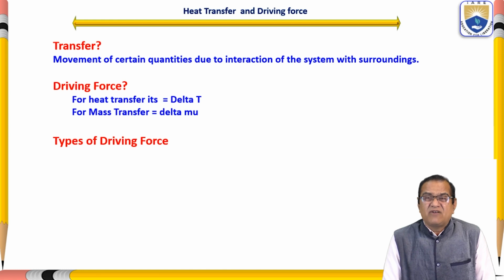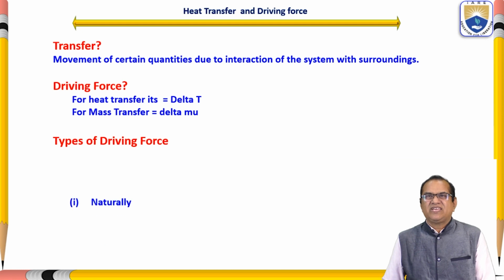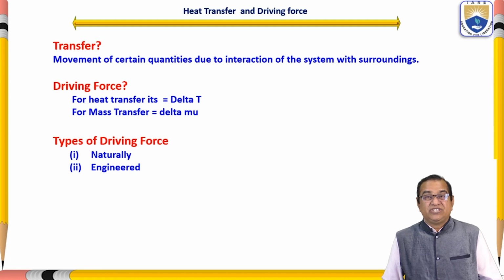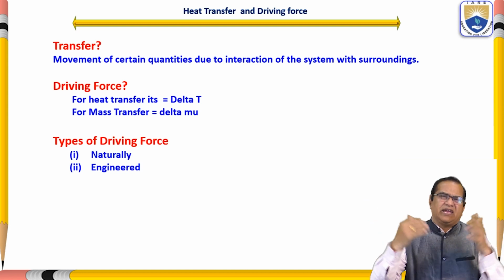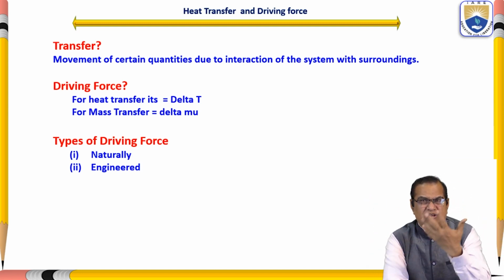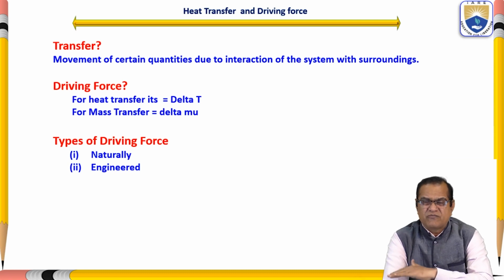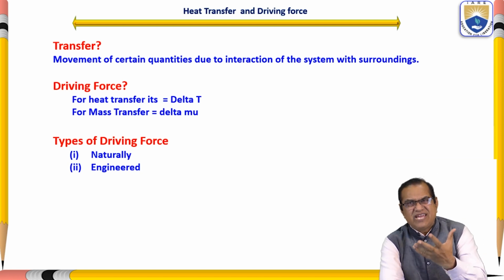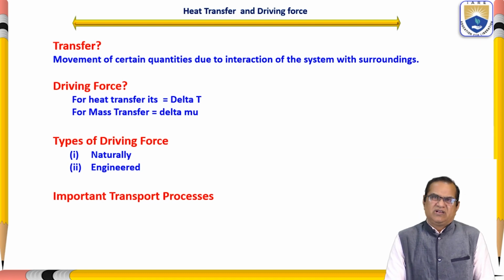So, types of driving forces. How many types of driving forces exist, that we will see here. We have one natural and another engineered. Natural driving force is there, like in the atmosphere, wind is coming, cyclones are coming. Some occur naturally, and wind will flow from one place to another. Heat will also flow from one part to another. Engineered means it is created by human beings, and that type is also called a forced driving force.